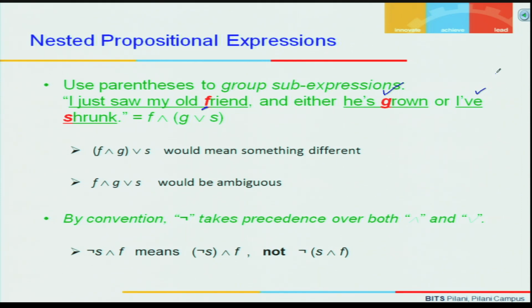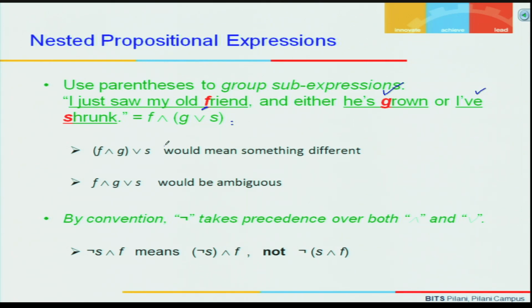This is the way to do it. F and G or S. It means that I just saw my old friend and either he is grown or I have shrunk. This is how to represent it. Given an English statement, try to see what are the declarative statements there. If there are only declarative statements, you can represent it in propositional logic, otherwise you will not.